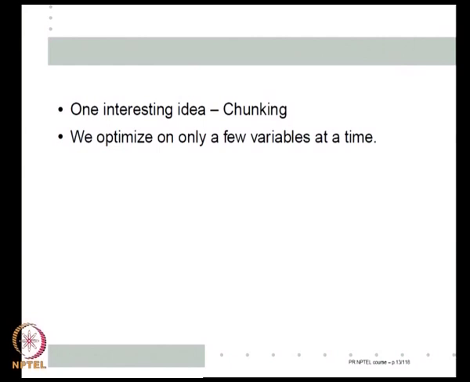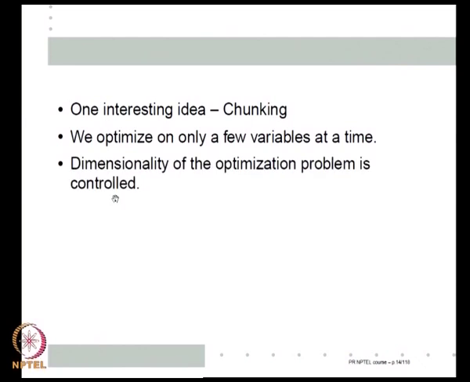The standard chunking that most of us know about is the coordinate wise optimization. If I have an unconstrained optimization in Rn, a simple thing to do is to first optimize with respect to the first variable x1, then with respect to x2, then with respect to x3 and so on. The idea is that all one dimensional optimizations are simple, right. So, in general, the idea of chunking consists of optimizing on only a few variables at a time. Its utility is that the dimensionality of the optimization problem is controlled.